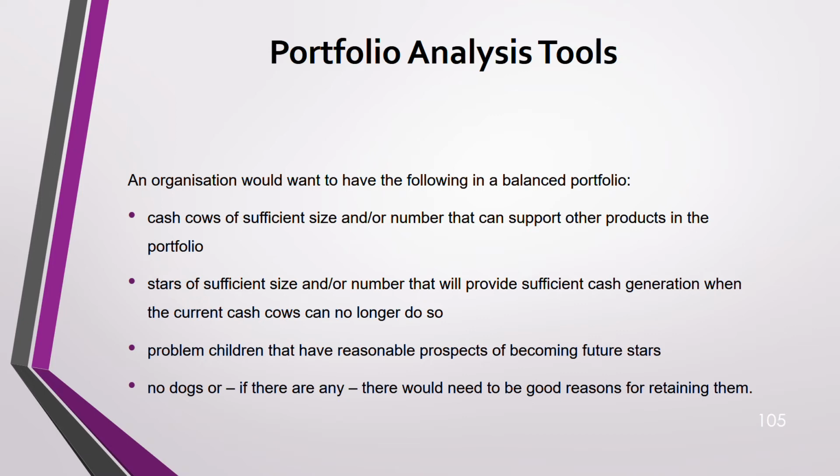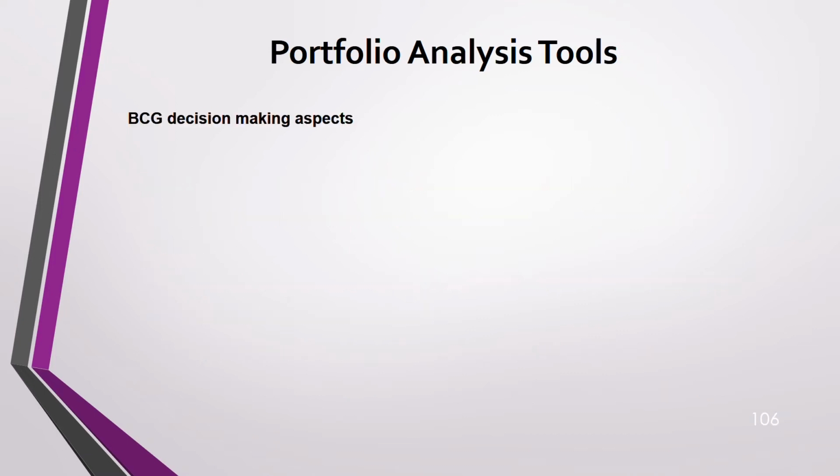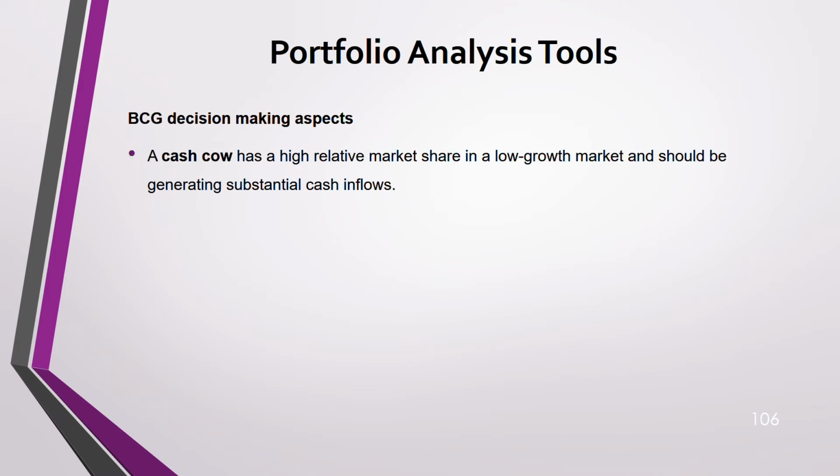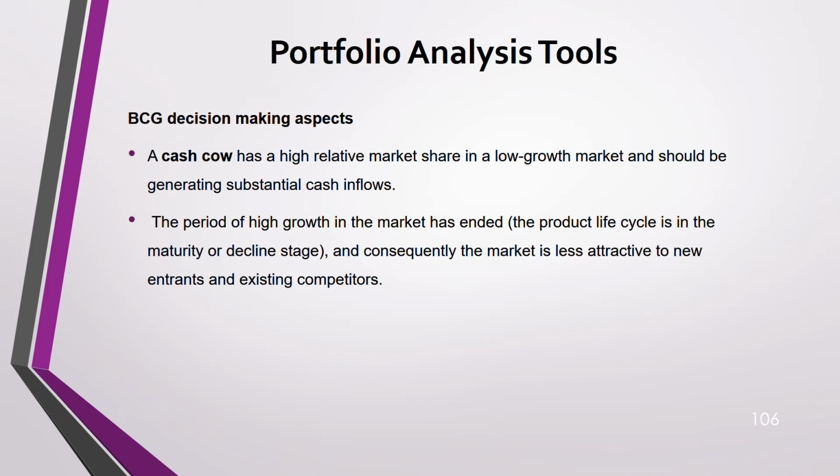Okay, now let us go through the decision making aspect. How do you make decisions on a BCG matrix? First, let's start with the cash cow. High market share, low growth. That means substantial cash inflow is from this cash cow. That is one feature. The second thing you have to understand is that the period of high growth in the market has ended. It was earlier facing high growth, high growth, high growth. Once it reached that stage, it's not growing any longer.